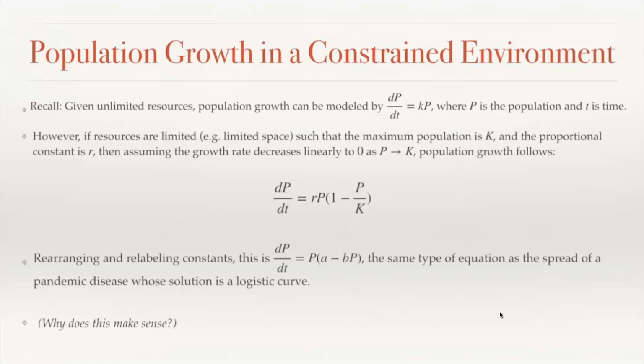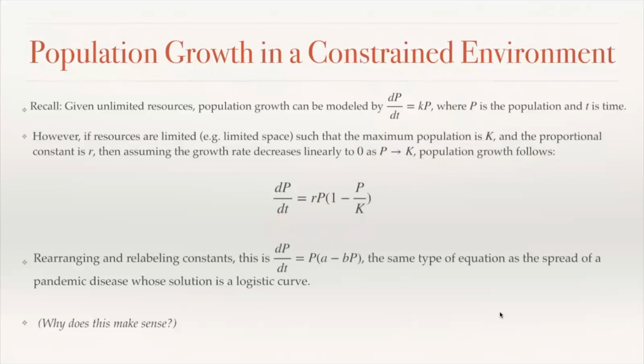Here's the derivation of y. So we know that given unlimited resources, population growth is this simple differential equation that we've already dealt with. However, if resources are limited and there's a maximum population k and the proportionality constant is r, then assuming the growth rate decreases linearly to 0 as p approaches that maximum possible population, population growth follows this differential equation.